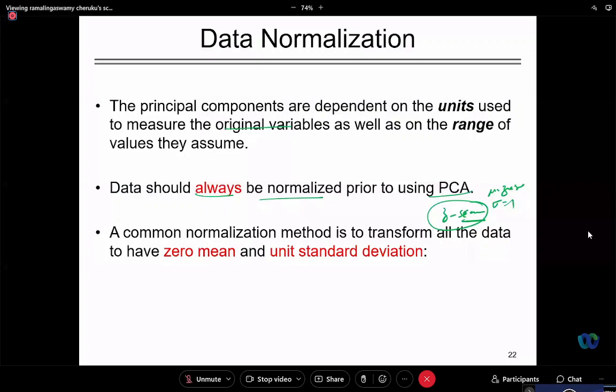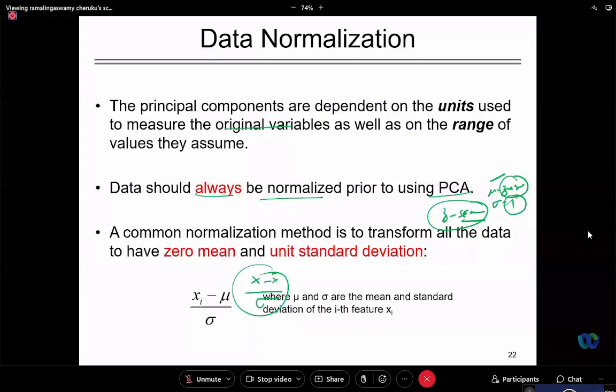How do you get unit variance data? By dividing by sigma. This is called Z-score normalization. So (x minus mu) by sigma means every sample has to be subtracted with the corresponding mean and divided by the corresponding standard deviation. Then you will get zero mean data.